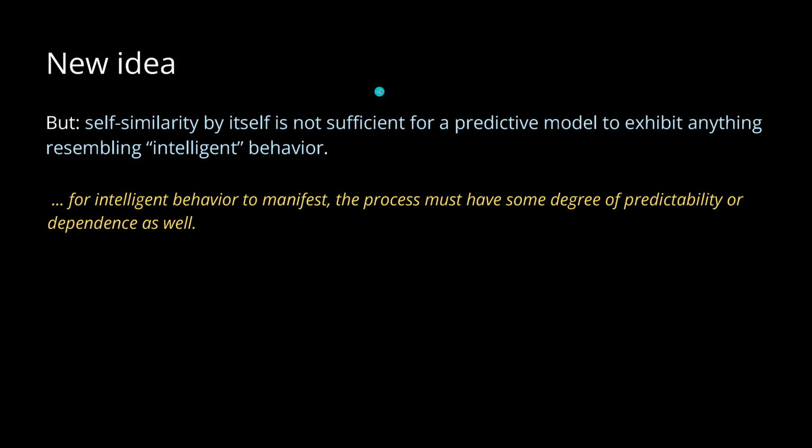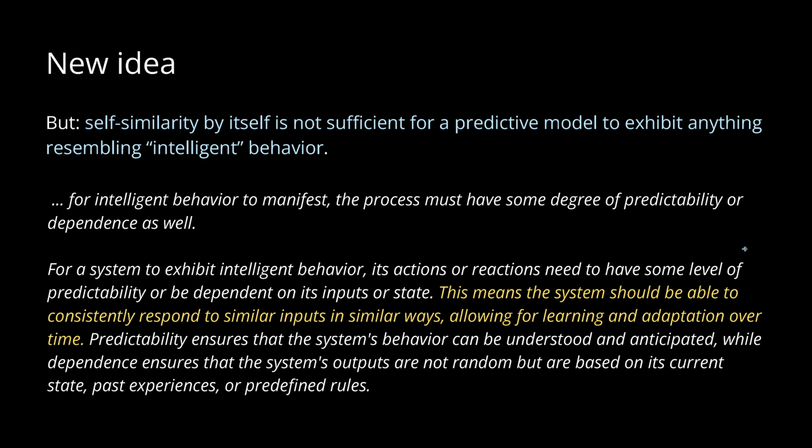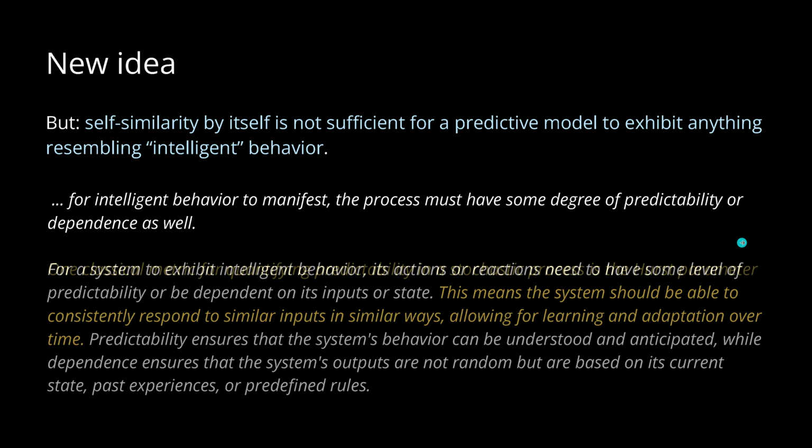But, and this is important, self-similarity in itself is not sufficient for a predictive language model to exhibit anything that resembles something like an intelligent behavior. Because for an intelligent behavior to manifest, the process must have some degree of predictability or dependence. And you might ask, hey, can you give me the absolute definition of this? Yes, absolutely. So systems should consistently respond to similar inputs in similar ways, allowing here for the learning of an autonomous system and the adaptation over time.